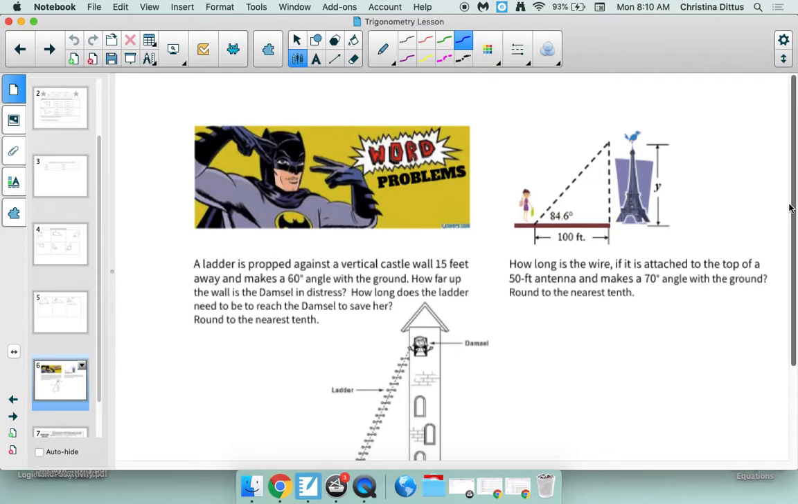Anyway, okay. Look at this little lady. She's got the Eiffel Tower here, little birdie on top. She's 100 feet away from the Eiffel Tower, and she's looking up at the birdie at 84.6 degrees. I need to find how tall the Eiffel Tower is. Well, hold on. That's from her feet, not her face. I know it's not. It's from the ground.